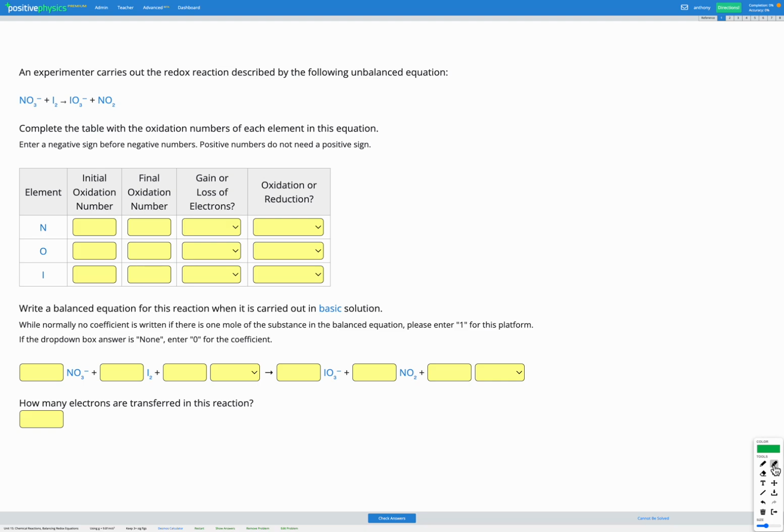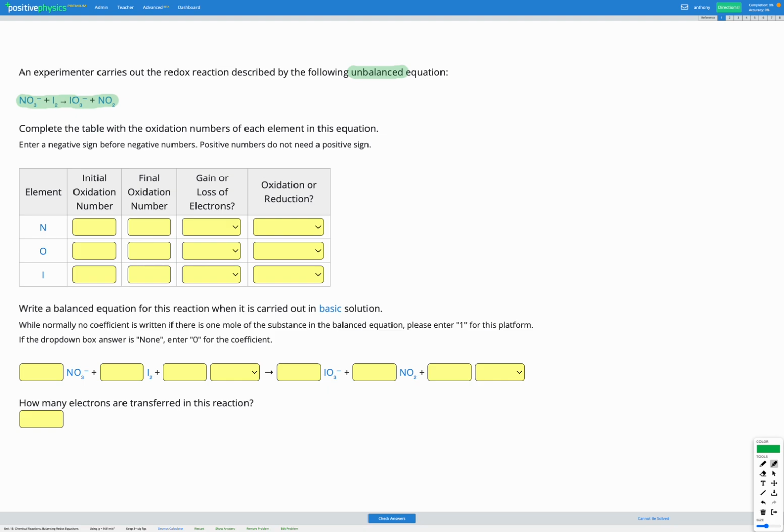In this question, an experimenter carries out a redox reaction, and this is the equation that describes what happens. Now be careful because it tells us it's unbalanced. So this equation has not been balanced. Our goal is to find an equation for this reaction that is balanced in terms of both the number of atoms, the number of electrons that have been transferred, and the charge.